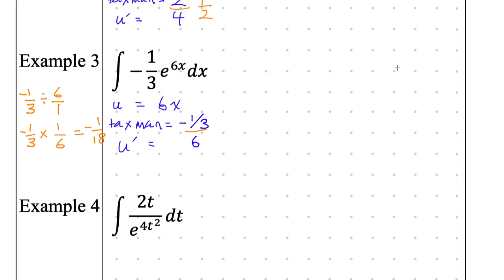Here we go. Let's change this form. That means I'm paying taxman at a rate of -1/18. Let's pay him. So we have the integral of -1/18 e to the power of 6x dx. I didn't forget it there.